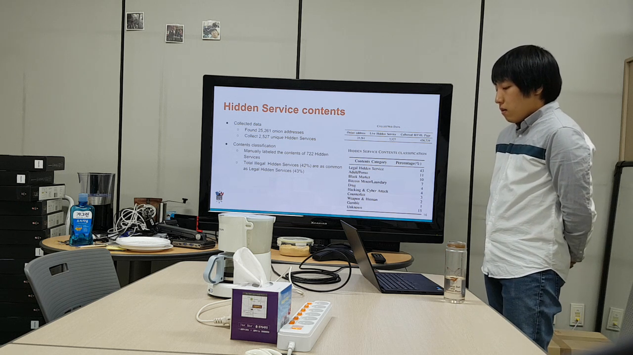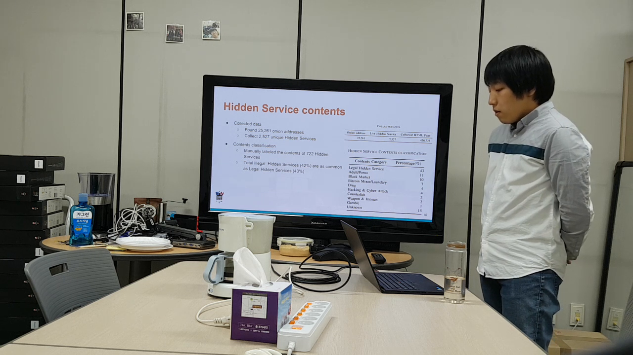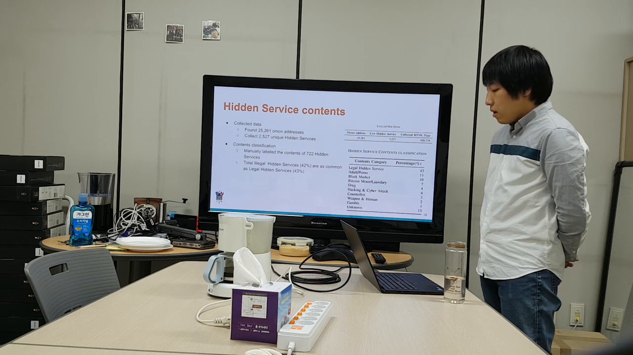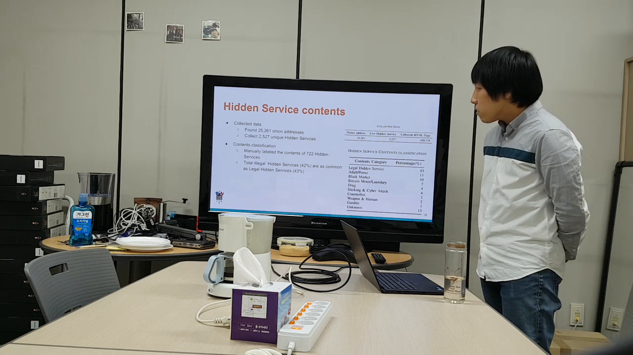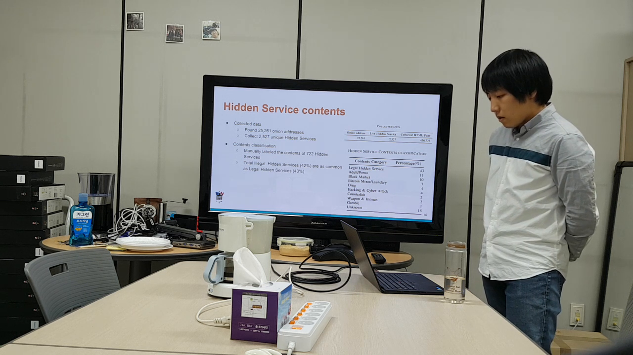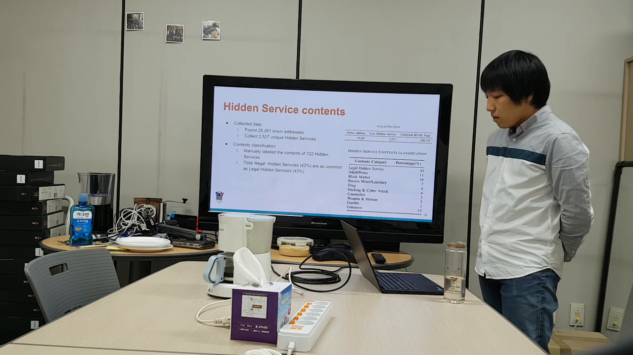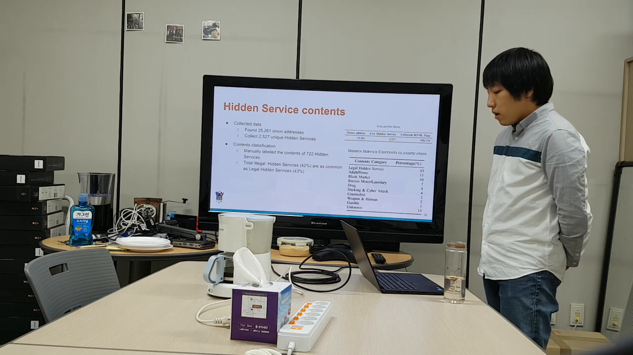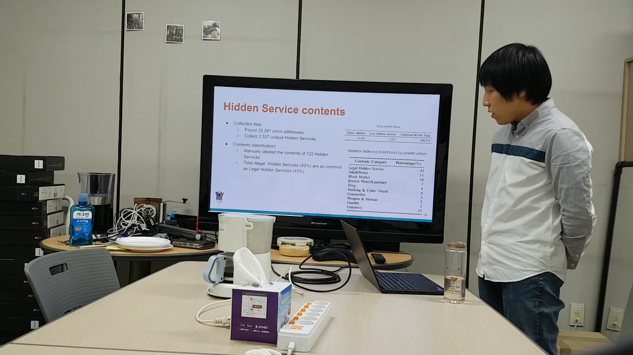Finally, we check the contents and dynamics of the hidden service. From January to May 2018, we collected 25,261 unique onion addresses and 2,527 unique hidden services. We manually categorized the contents for 722 hidden services.